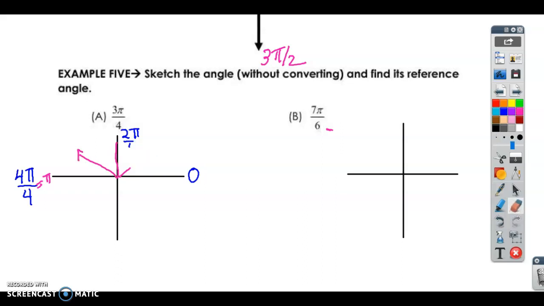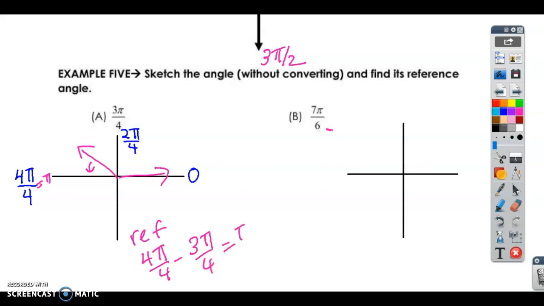I'll do that again. Three pi over 4. And then how far away is that terminal side from the x-axis? That's the shortest distance. We're working in radians, so that reference angle is going to be 4 pi over 4 minus 3 pi over 4, and that's pi over 4. You don't have to go through all that, but that's how you get it, okay?